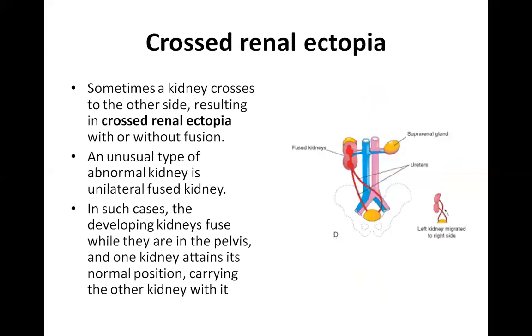Then there is crossed renal ectopia, in which the kidney of one side migrates to the opposite side. They may either fuse or remain unfused. So in such cases, the developing kidneys fuse while they are in the pelvis. One kidney attains its normal position, carrying the other kidney with it.